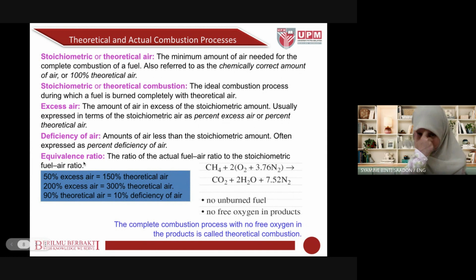So for example, if we have 50% excess air, it means that we put in 150% of theoretical air. We put more than what we actually need for the fuel to be completely burned. If you have 200% excess air, it means we put in 300% theoretical air. And 90% theoretical air means we put in less air, a 10% deficiency.